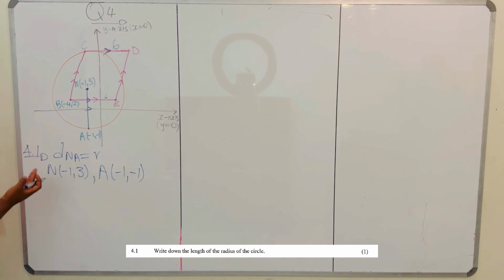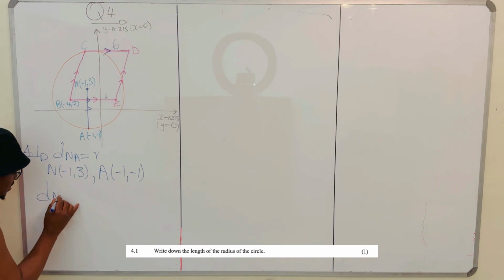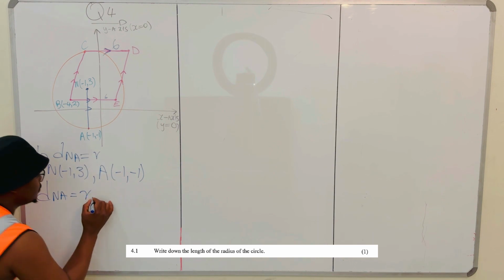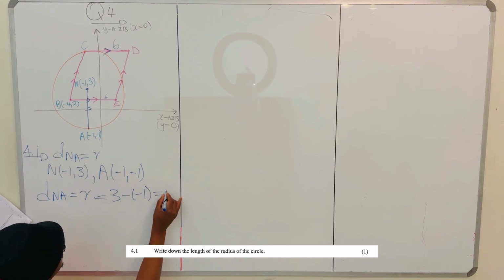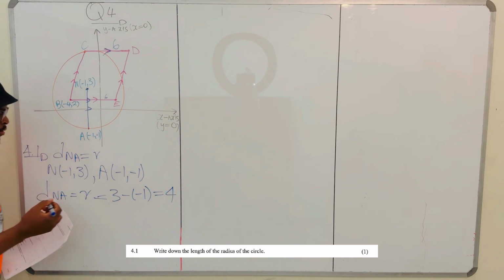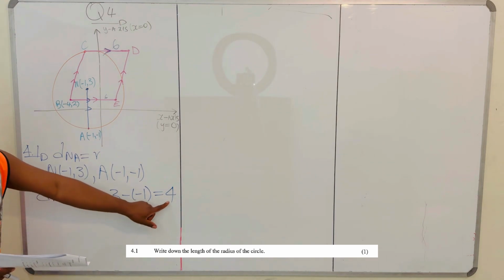Right? So one can see that this is a vertical distance between 2 points. So the distance NA, which is equal to R, is equal to what? It's equal to 3 minus -1, which is equal to 4 units. So the length of the radius of the circle is equal to 4 units.